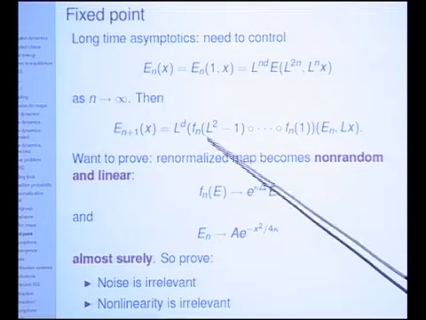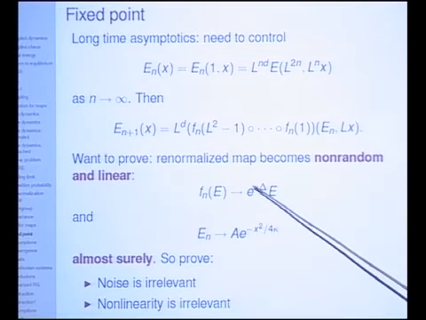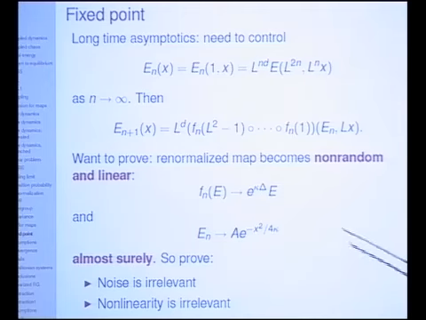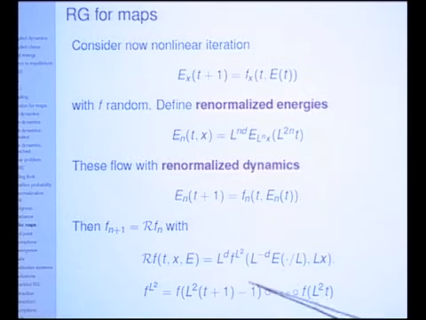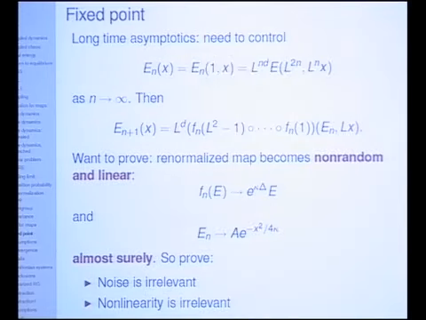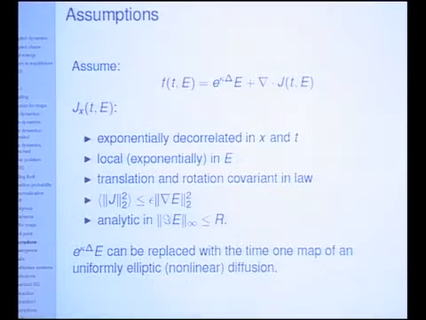So what you would like to show is, again, you would like to study these renormalized energies as n goes to infinity. Their iteration is given in terms of the renormalized maps. So suppose you succeed proving that the renormalized maps converge to a linear map, namely just the fixed point of the linear problem, then the renormalized energies will then do what they did in the linear case. So that's what we want to show. We want to show that under this renormalization, the maps become just linear in the limit, again almost surely. So we want to prove that noise is irrelevant, and not only noise, also the nonlinearity is irrelevant.